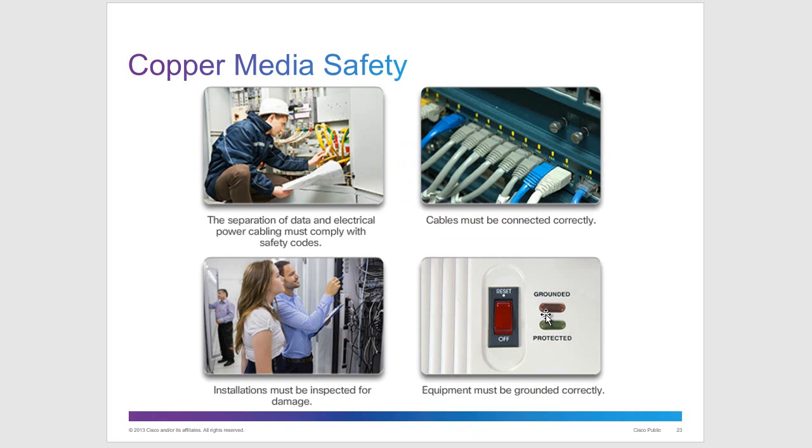Okay, copper media safety. The separation of data and electrical power cabling must comply with safety codes. Yes, it must. Okay, cables must be connected correctly, hopefully. Yeah, I don't know if the colors mean anything, but usually the colored cables, if you're setting up a network, they will mean something, whether the cable is a crossover, a straight through, something like that. There's no set color scheme, but if you're designing a network, you probably are going to make the cable wires mean something. Installations must be inspected for damage. Yeah, and electrical equipment must be grounded correctly.